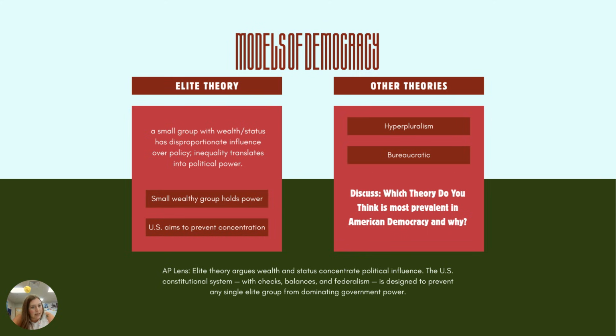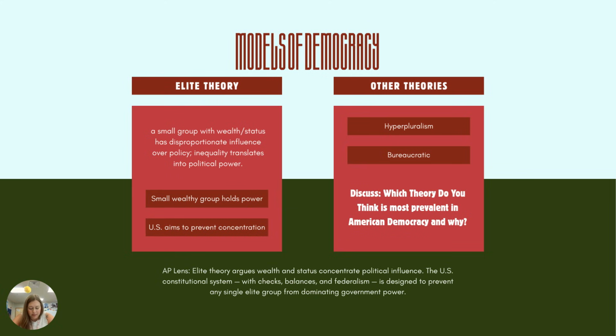And then we have elite theory. Elite theory is the idea that the government is made of the rich and powerful, by the rich and powerful, for the rich and powerful. And so it's dominated by a small group of people with wealth or status that have greater influence over policy. And that inequality of influence translates into political power. And that leaves you and I having less power, right?